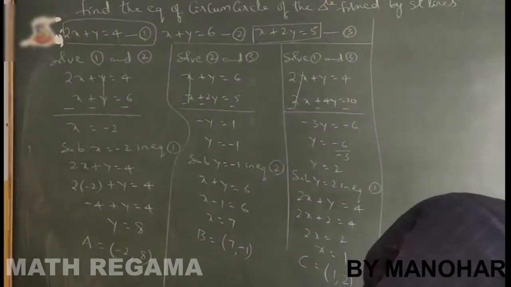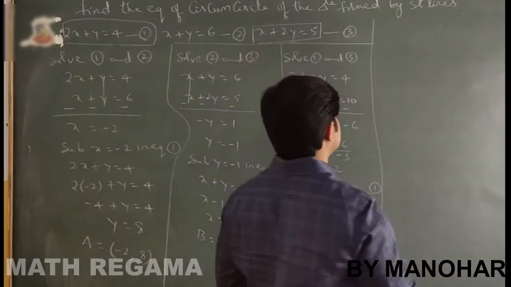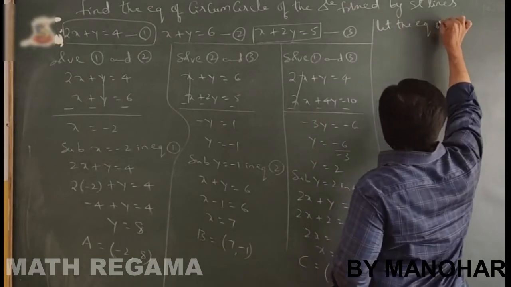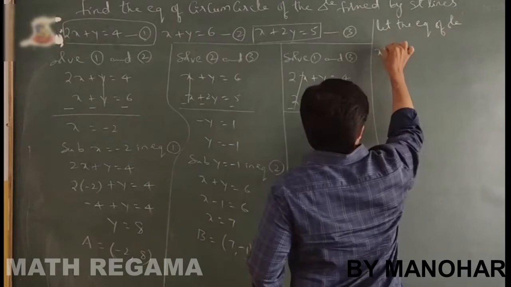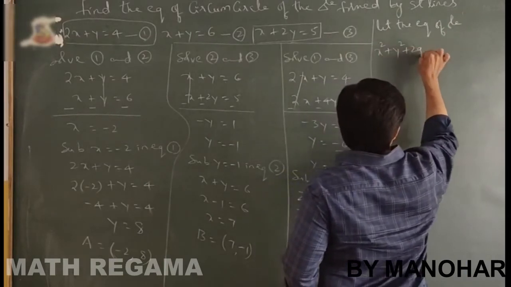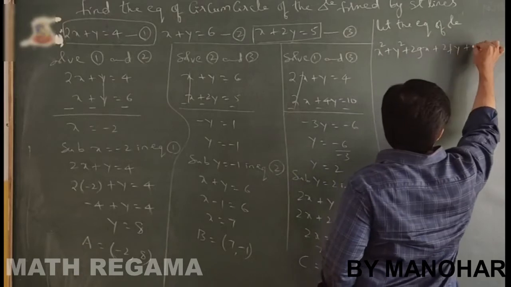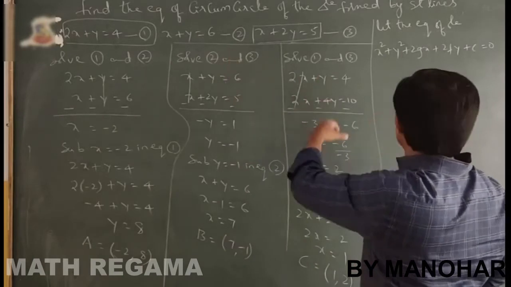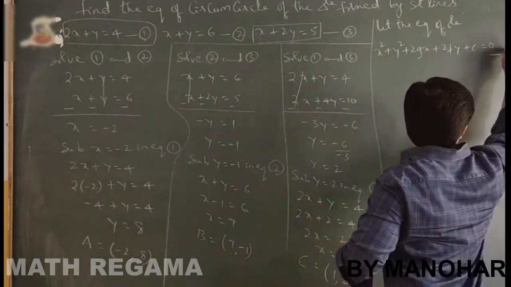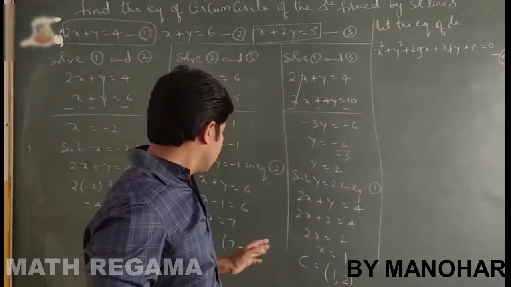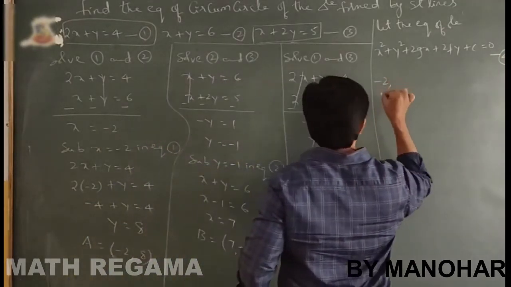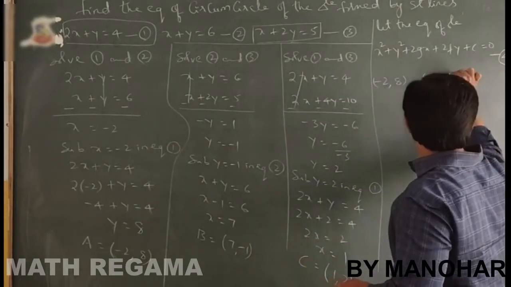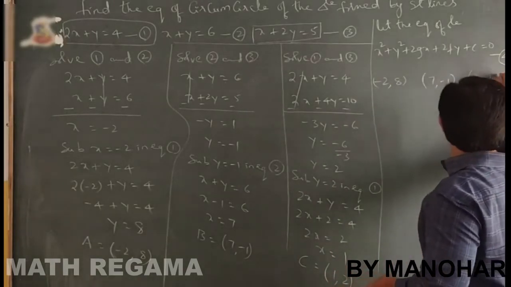After getting all the 3 vertices, we assume the circle equation. So let the equation of the circle be x squared plus y squared plus 2gx plus 2fy plus c equals 0. As we already completed equations 1, 2, 3, this will be equation 4. The points we got are (-2, 8), (7, -1), and (1, 2).